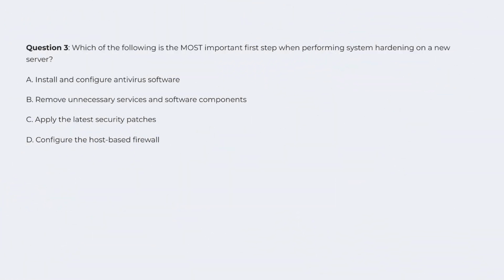Question 3. Which of the following is the most important first step when performing system hardening on a new server? A. Install and configure antivirus software. B. Remove unnecessary services and software components. C. Apply the latest security patches. D. Configure the host-based firewall.